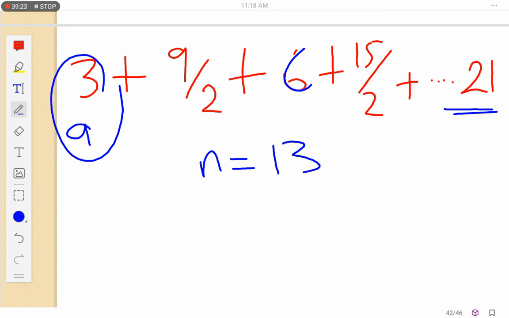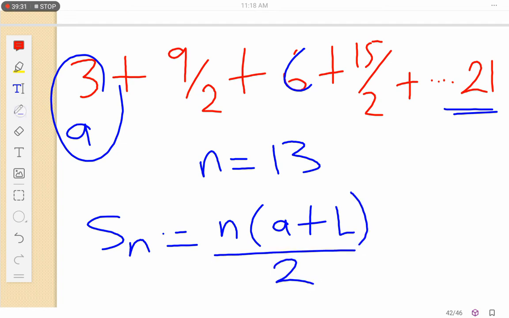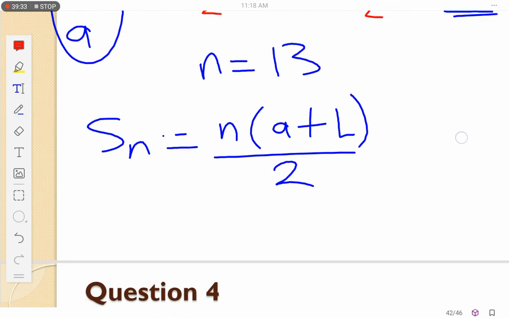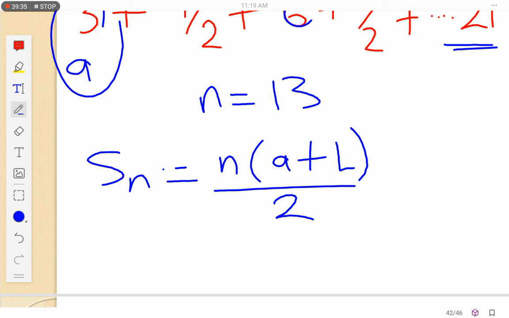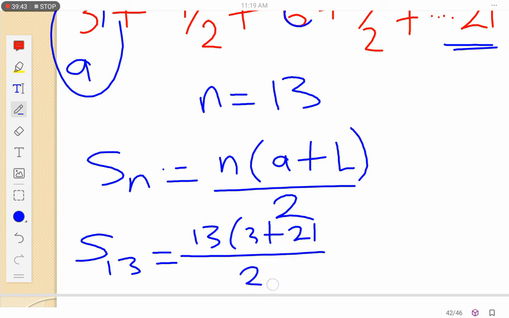If it's geometrical, we are going to use Sn equals n(a + l)/2. When we do that, let's substitute what we have. We've got S13 equal to 13 times (3 + 21) over 2. If you simplify that, you should get 156. That's how you simplify.